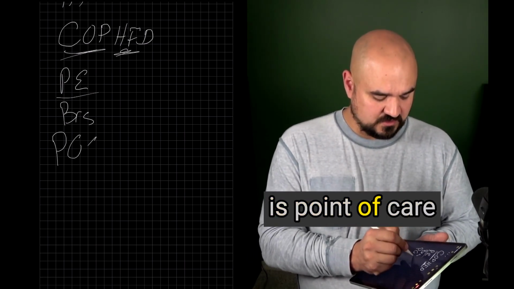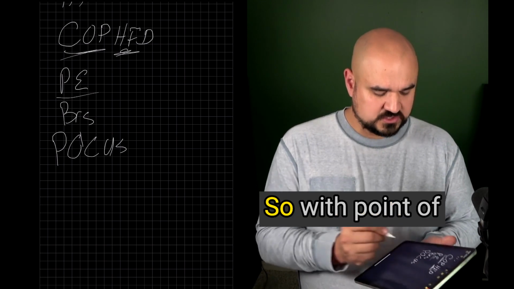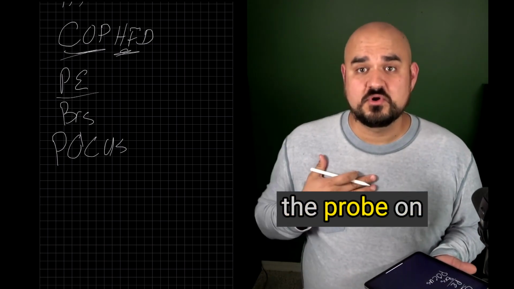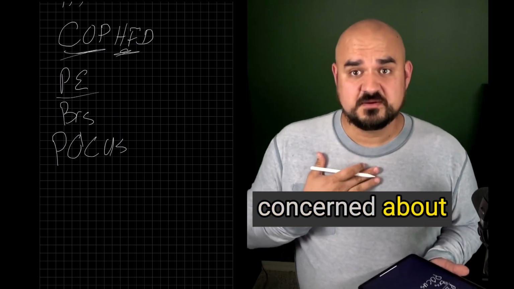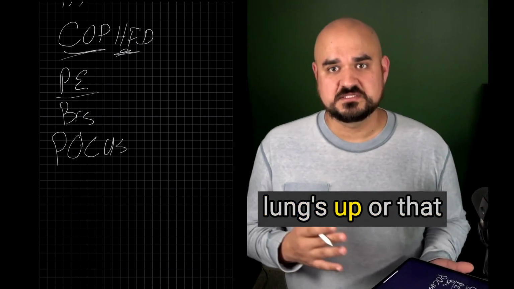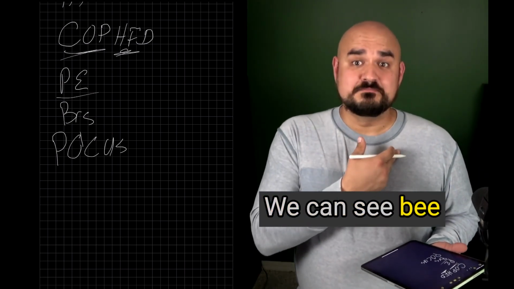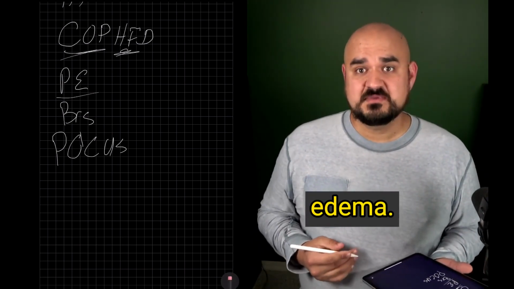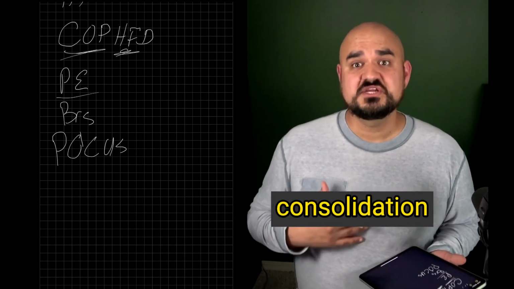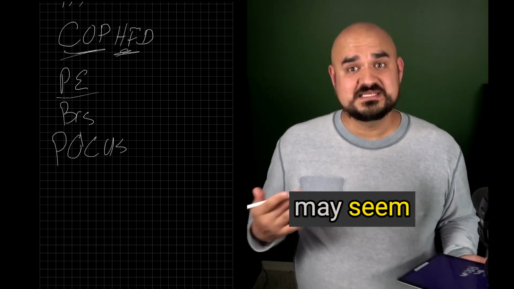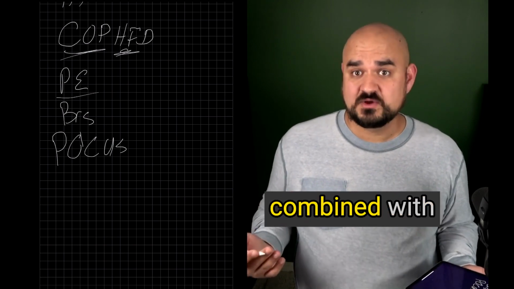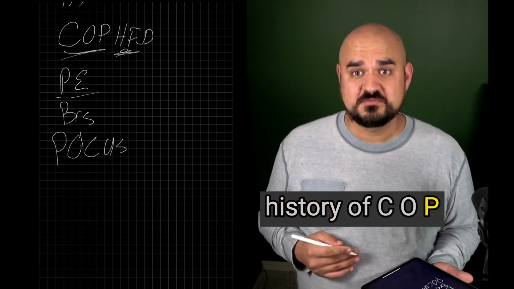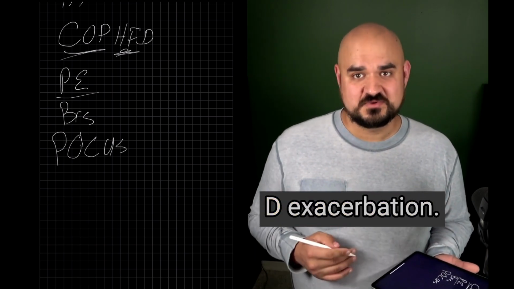A better way to evaluate the lungs in real time, and I consider this physical exam, is point of care ultrasound. So with point of care ultrasound, we can put the probe on the lungs. If we're concerned about a pneumothorax, we can immediately say, yep, that lung's up or that lung's down. We can see B lines, which will indicate pulmonary edema. We may see a focal consolidation, indicating pneumonia, or we may see completely normal lungs, which combined with wheezing in a patient with a history of COPD will push us towards a COPD exacerbation.